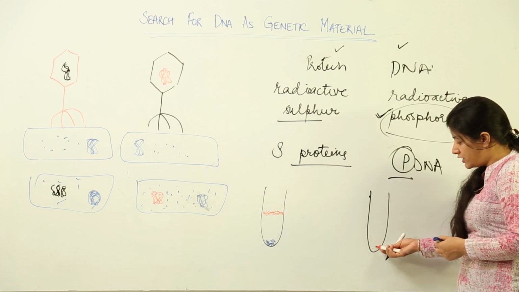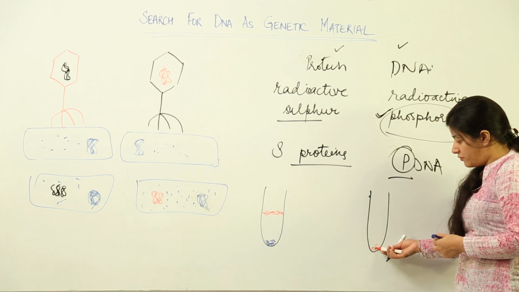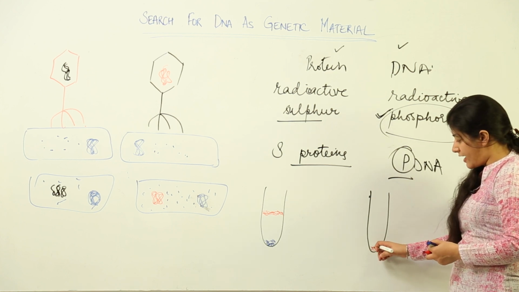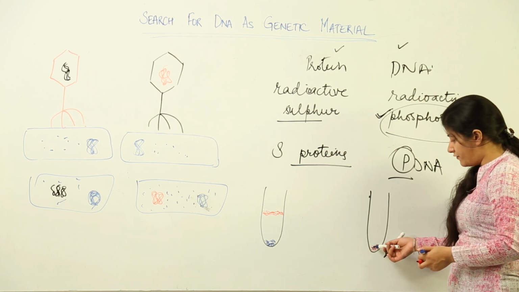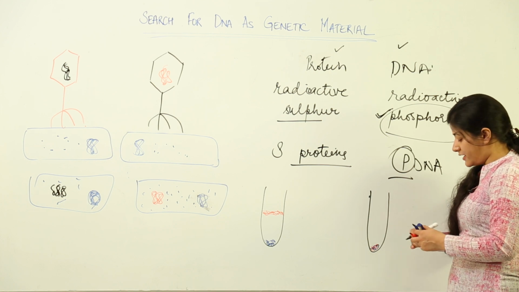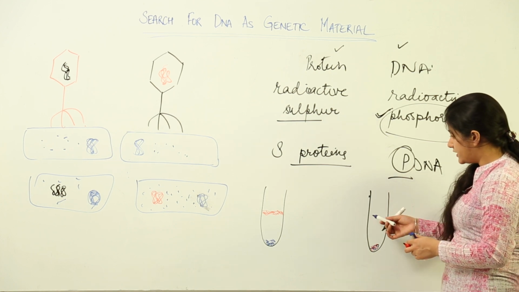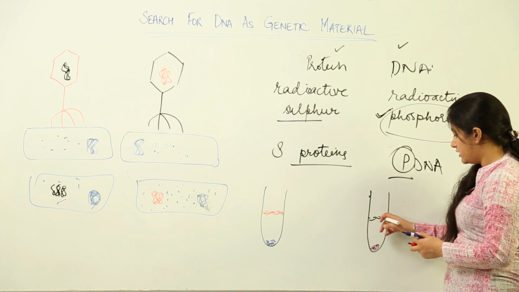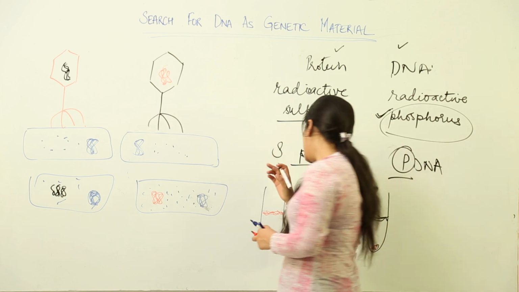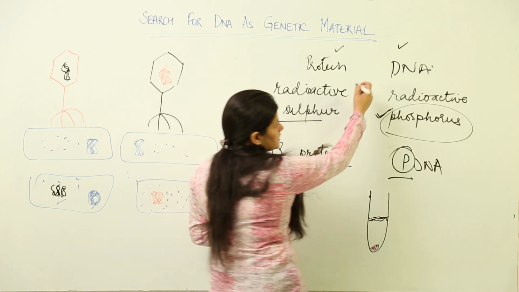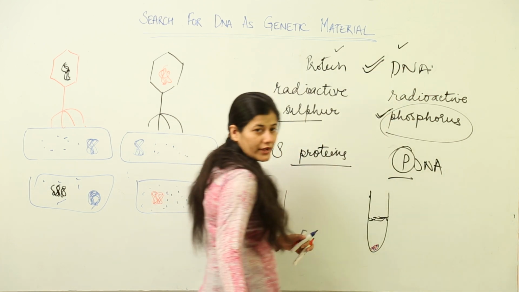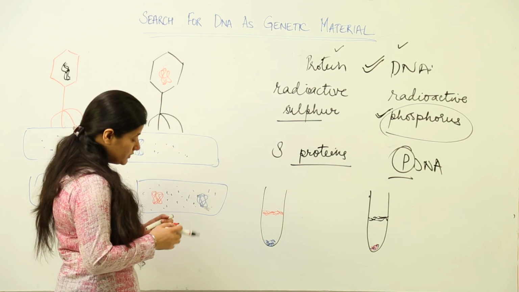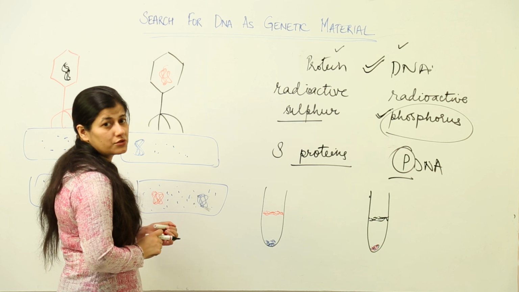When you find radioactivity present in the precipitate E. coli cells, they have radioactivity, and from here it was deciphered that ultimately it is the genetic material which goes inside, and what it is, DNA. Alright. So this was an unequivocal proof that DNA is the genetic material. Now you can't question that it could be protein.